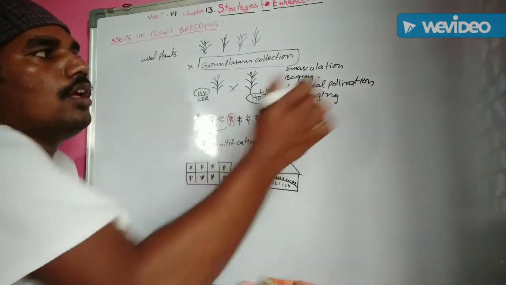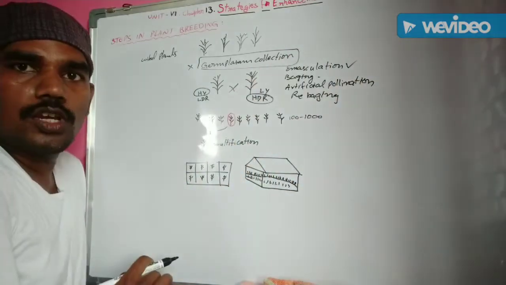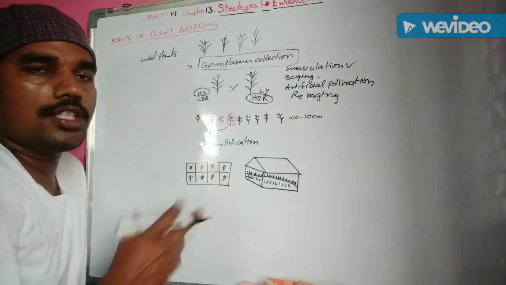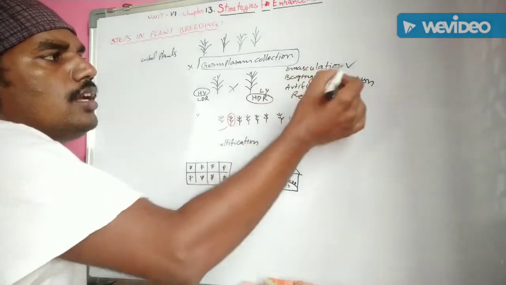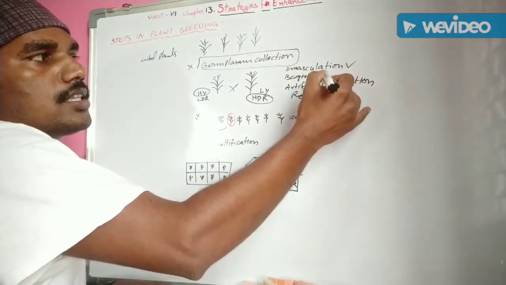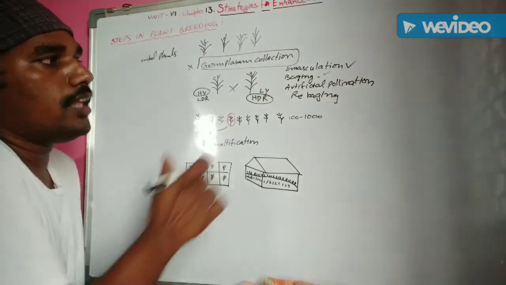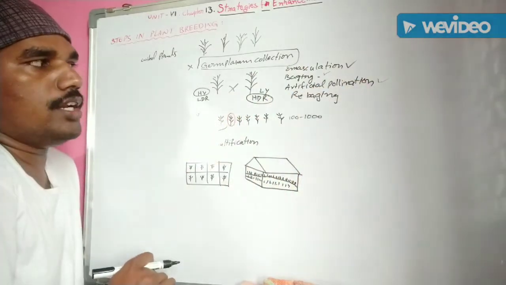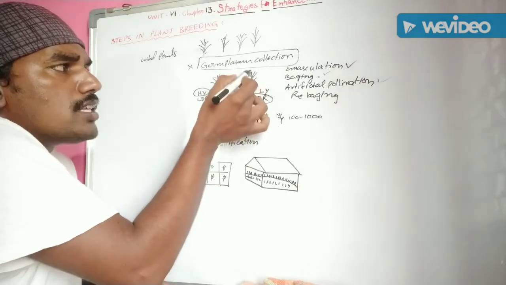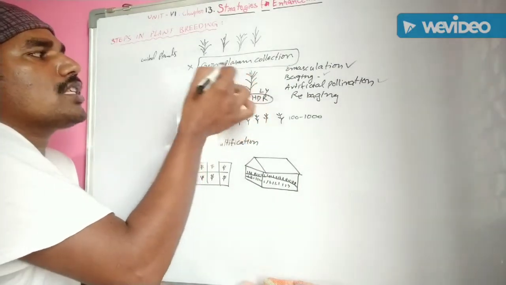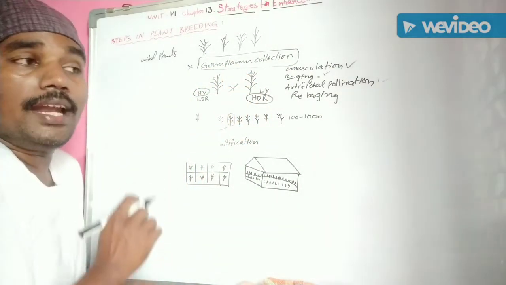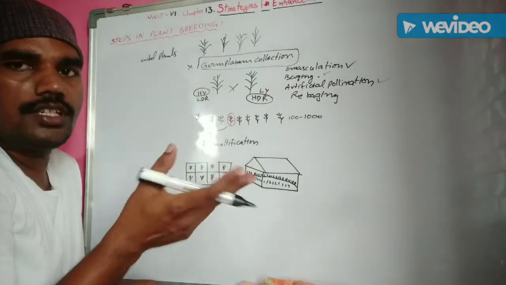You already know the first step is emasculation. Emasculation means the removal of the anther. Then the stigma is covered with a polythene bag, which is known as bagging. Then comes artificial pollination, where the pollen grains of the selected plant are transferred to the stigma of the other parental plant. This is known as artificial pollination.